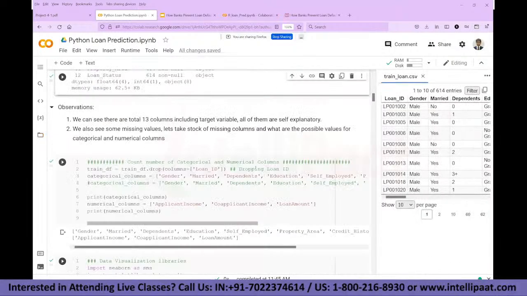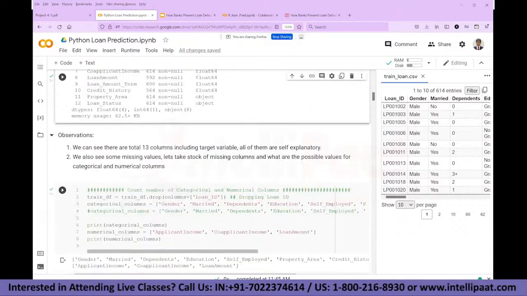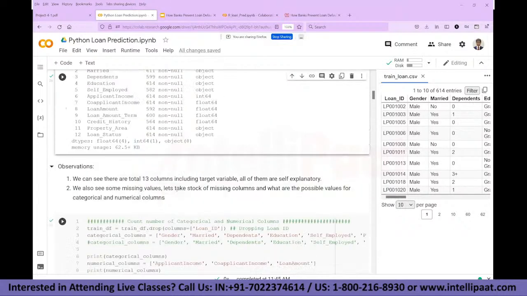All right, so observations. We can see there are a total of 13 columns including the target variable. All of them are self-explanatory. We can also see some missing values. Let's take stock of missing values and what the possible values of the categorical and numerical columns are.